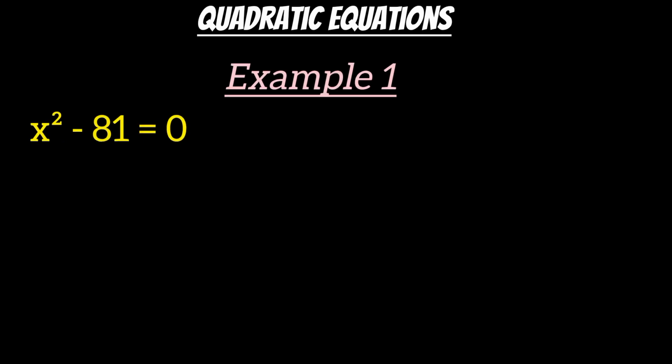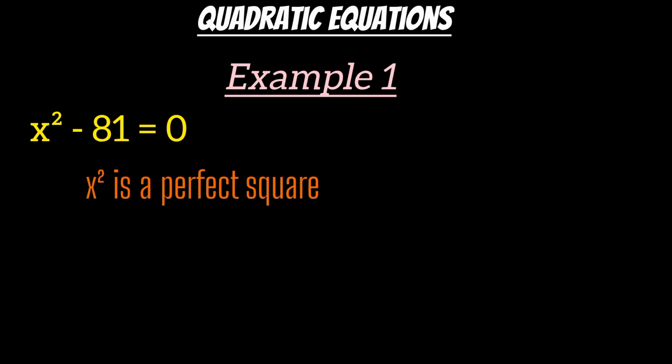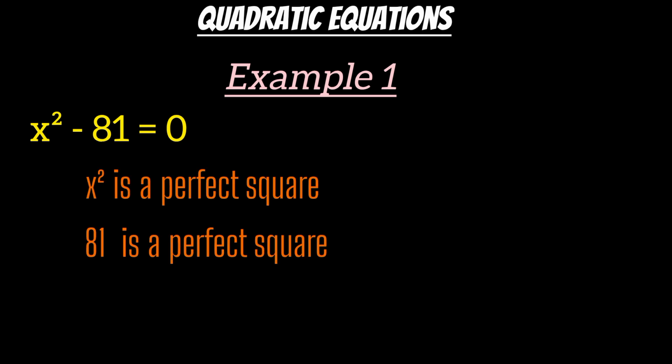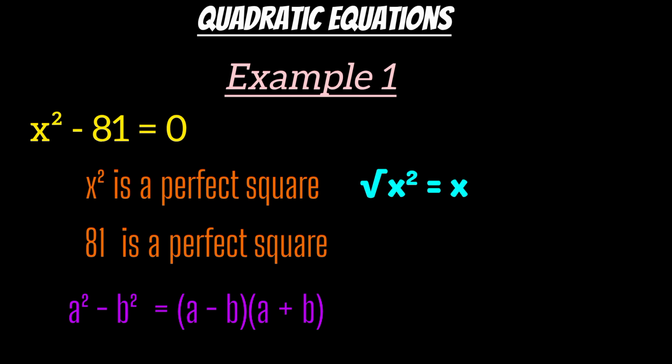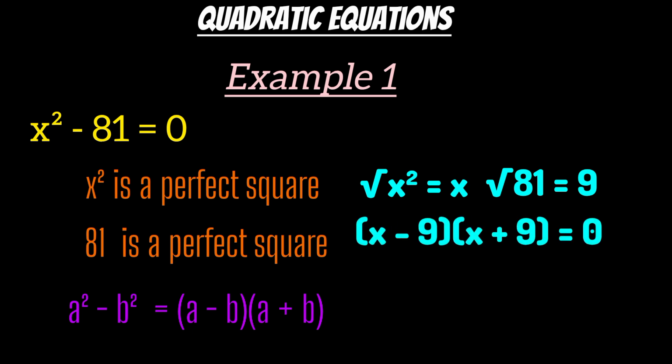Now let's start with the easiest type. Example 1. x squared minus 81 is equal to 0. Notice something. x squared is a perfect square. 81 is also a perfect square. Whenever you have one perfect square minus another perfect square, you can factor it immediately. Square root of x squared is x. Square root of 81 is 9. So we shall have this as (x minus 9)(x plus 9) is equal to 0.